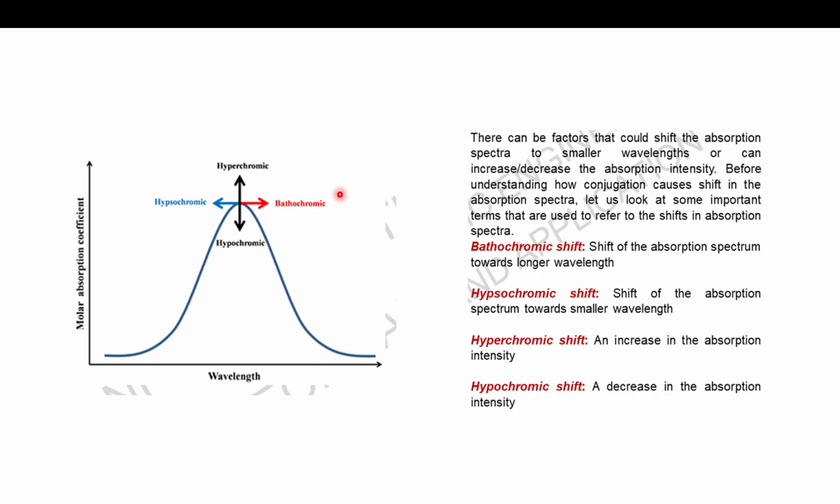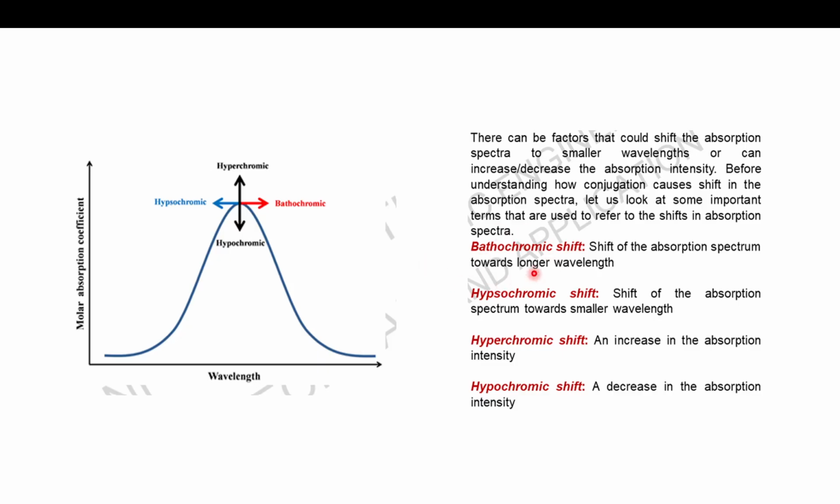Now, this is something some of you might know. Based on the wavelength versus the molar absorption coefficient, we can tell the composition of the sample, whether it's highly concentrated or less concentrated, and whether there is any fluorophore or chromophore in question. There can be factors that could shift the absorption spectra to smaller wavelengths towards the left, or also increase or decrease the absorption intensity.